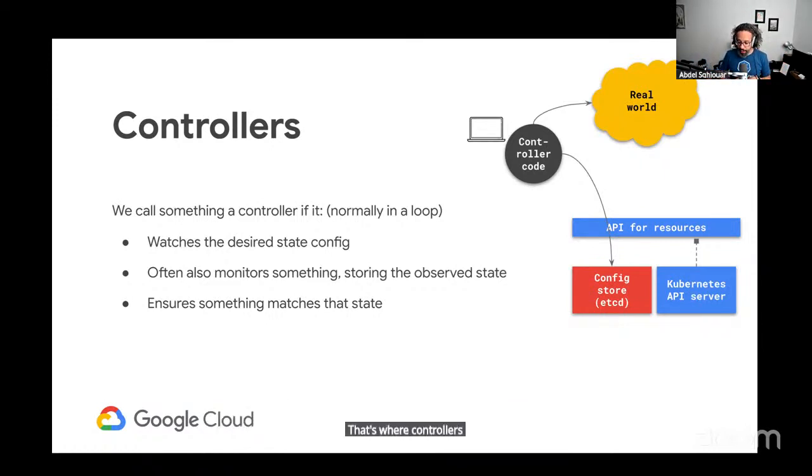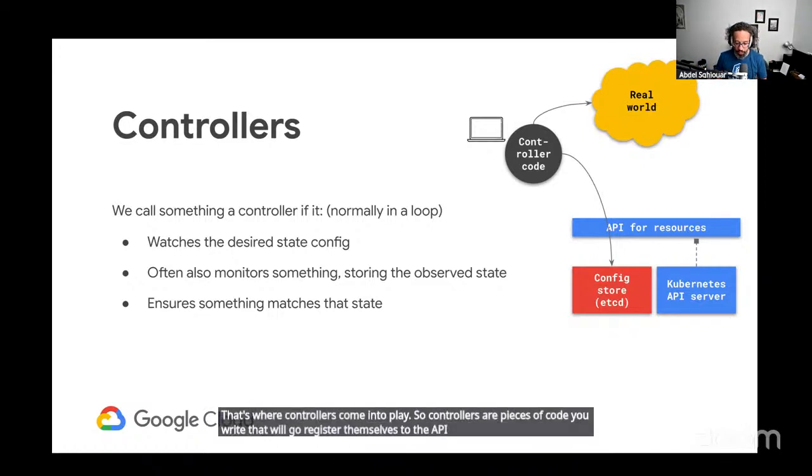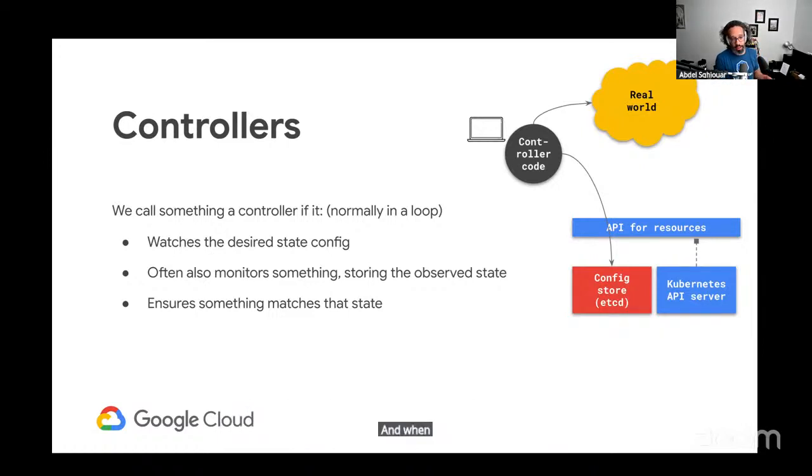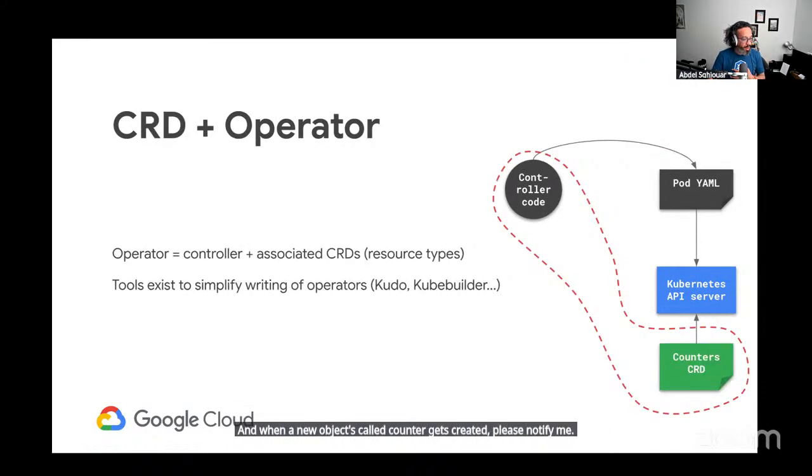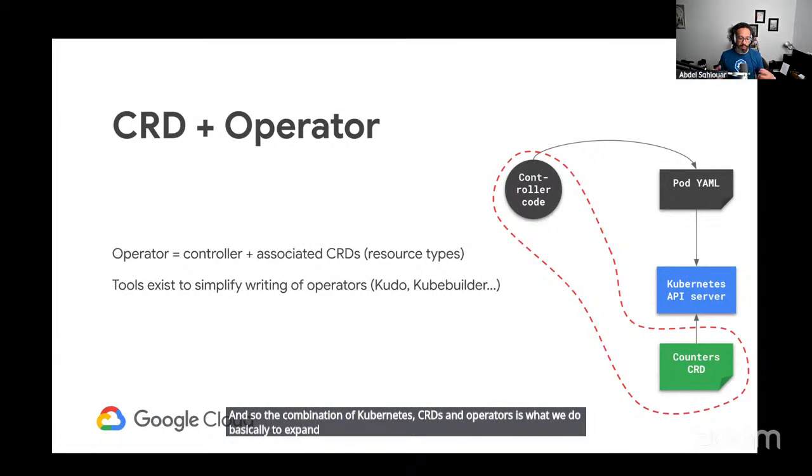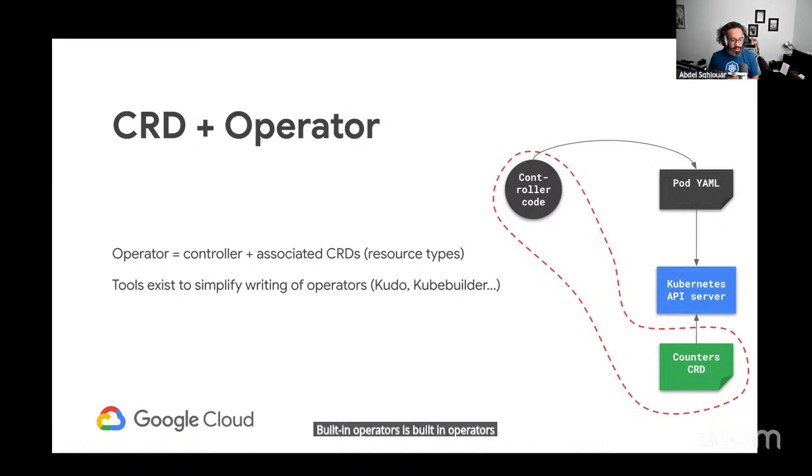Controllers are pieces of code you write that will register themselves to the API server and tell the API server, I am monitoring those objects called counters, and when a new object called counter gets created, please notify me. So the combination of Kubernetes, CRDs, and operators is what we use to expand Kubernetes itself beyond the objects that it supports natively, like deployments and services. Building operators is kind of tedious. There are tools to do that, like KubeBuilder and Kudo, but it's not simple.